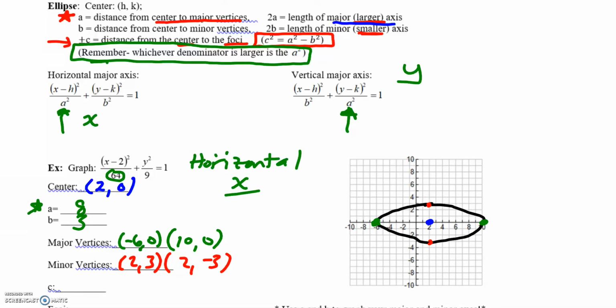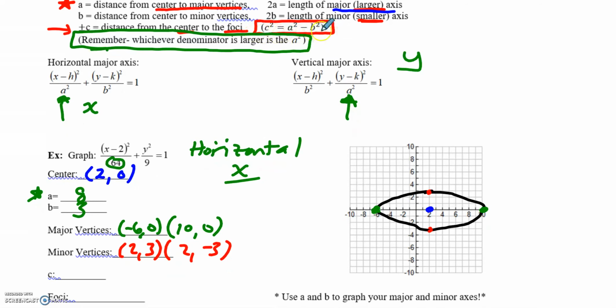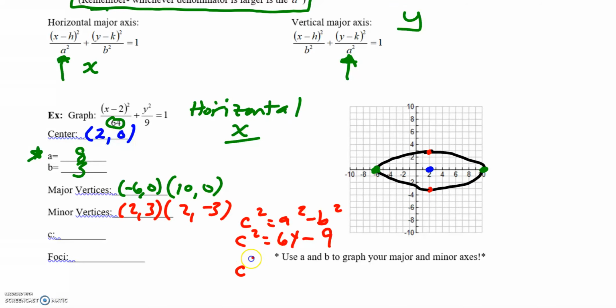In order to find my C, or my foci, we're going to use this Pythagorean theorem identity. C squared is equal to A squared minus B squared. Well, I know that A is 8. So C squared would have to be 64 minus B squared, which would be 9. And yes, those did come from the equation. So C squared would equal 55, which means that my C is the square root of 55.